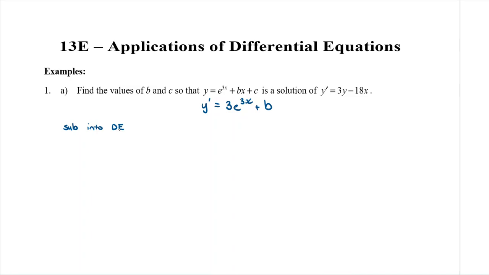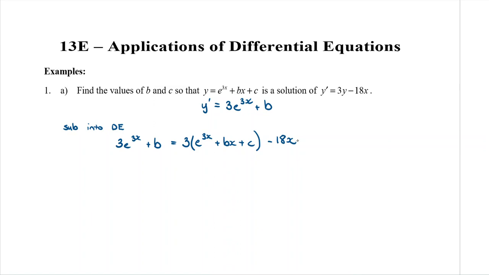So my differential equation starts with y dash. I don't want y's in it, basically. I'm going to try and get everything back down in terms of x. So y dash is equal to 3e to the 3x plus b that I just found. Then that's equal to 3y, but I don't really want the y in there. I'm going to replace the y with the original y equation, which is e to the 3x plus bx plus c, close bracket, and then minus 18x on the end.